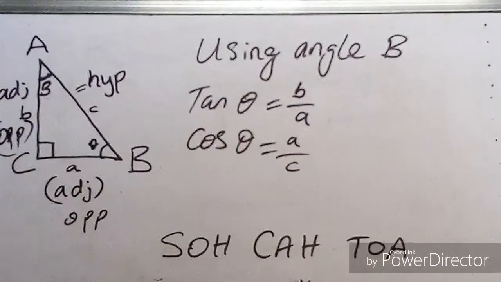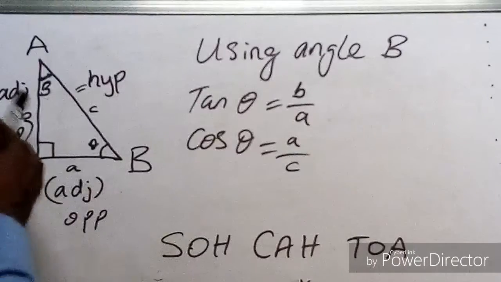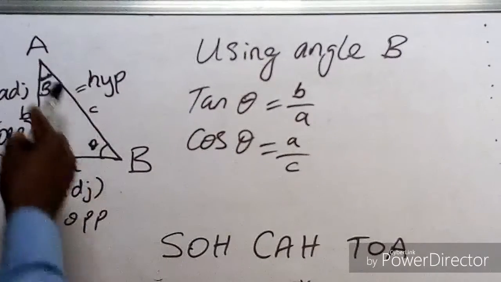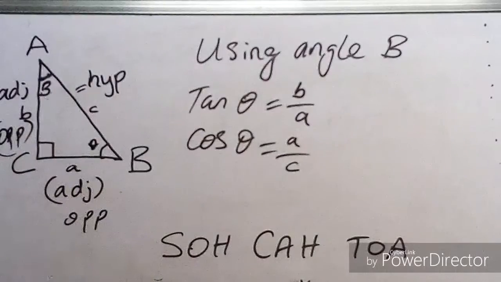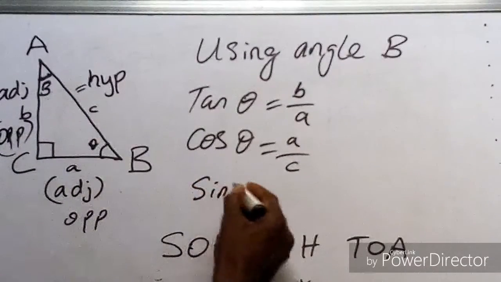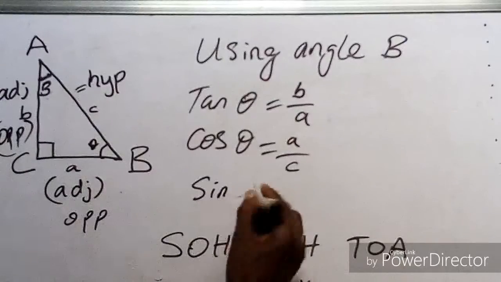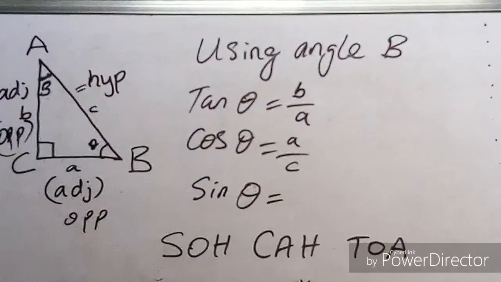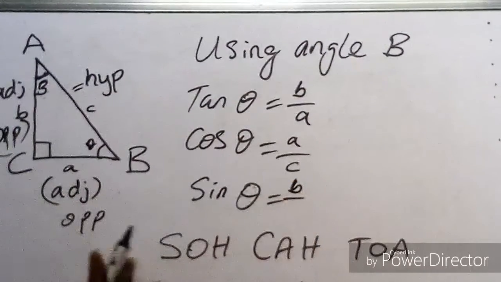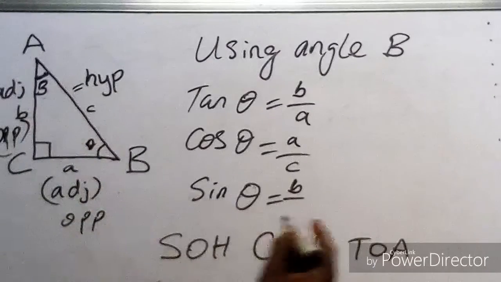Now let's also consider the third one, which is sine. So we have opposite over hypotenuse, which is sine. So where is the opposite here? b. And then the hypotenuse is what? c. So for sine, we have opposite, which is b, over hypotenuse, which is c.